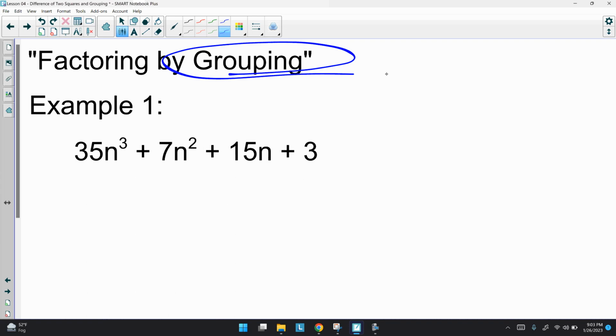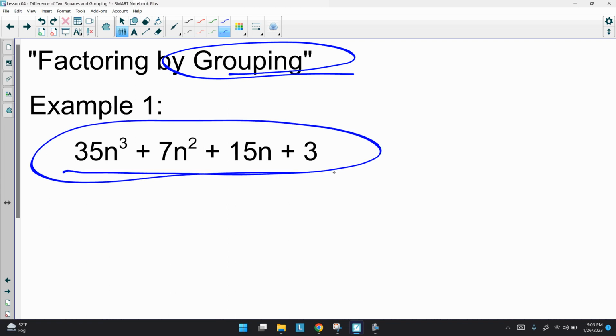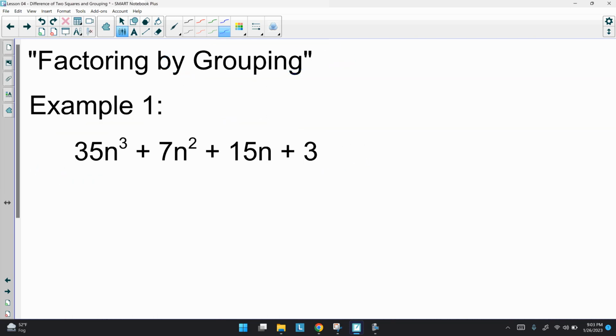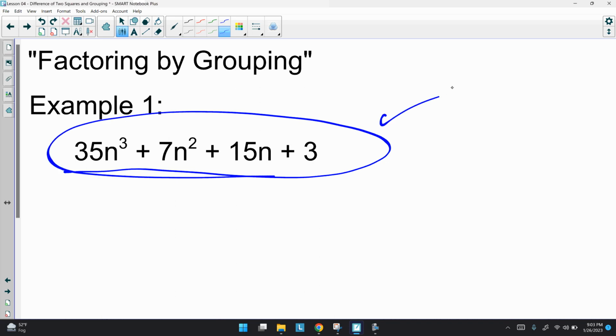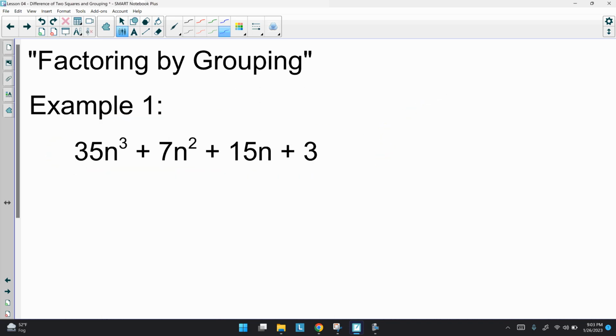Anyway, just like it says, grouping, we are going to first check for greatest common factors. We don't see any. Next, we are going to make sure it's in standard form. And again, it is. So, go ahead and start grouping. Group the first 2 and the last 2. Notice I'm including the sign for that third term. Okay?